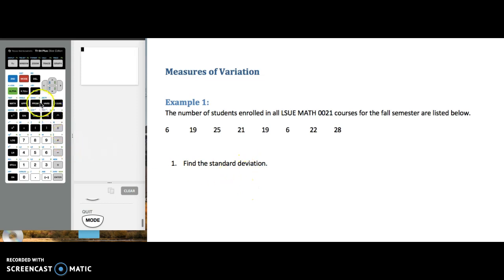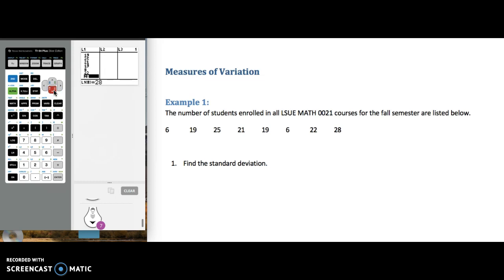So I'm going to go ahead and go to the calculator. You have to enter all of the data values into a list. First press the Stat button, and for time's sake I already entered the data values. You should know how to do that from the previous section. Press Enter to open the Edit menu, and I've already entered my data values here into the list. There should be 8 data values.